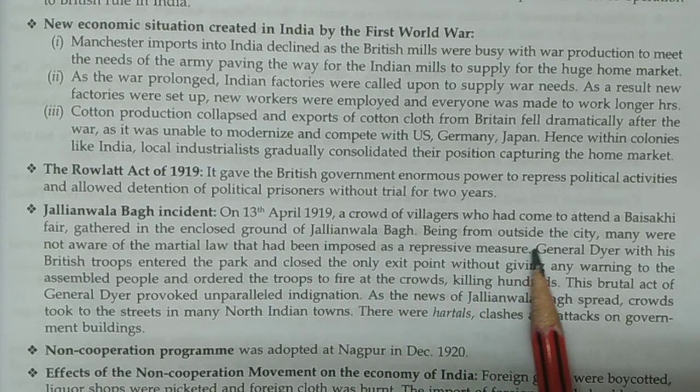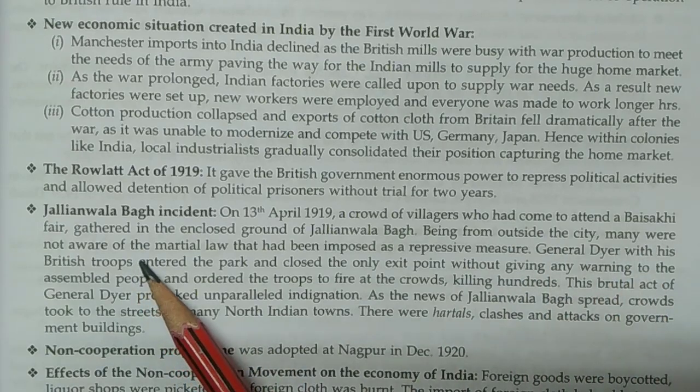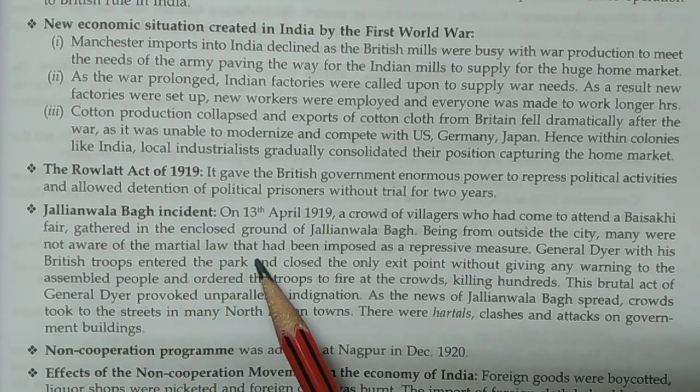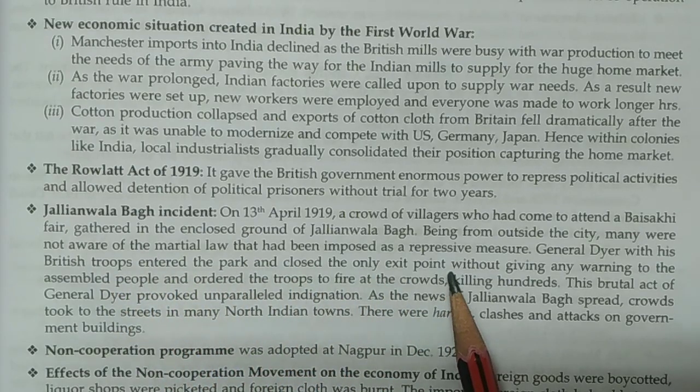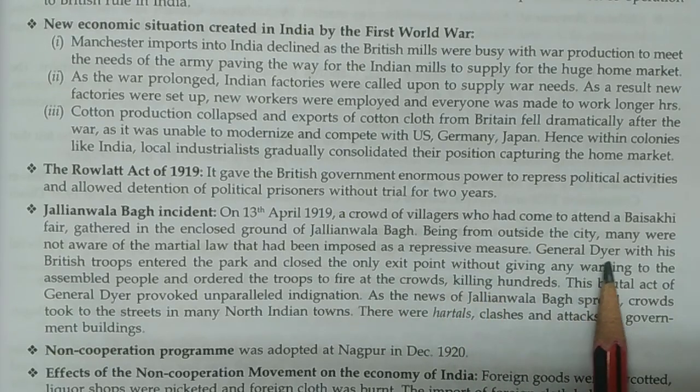Being from outside the city, many were not aware of the martial law that had been imposed as a repressive measure. General Dyer with his British troops entered the park and closed the only exit point without giving any warning to the assembled people and ordered the troops to fire at the crowds, killing hundreds. This brutal act of General Dyer provoked unparalleled indignation as the news of Jallianwala Bagh spread.